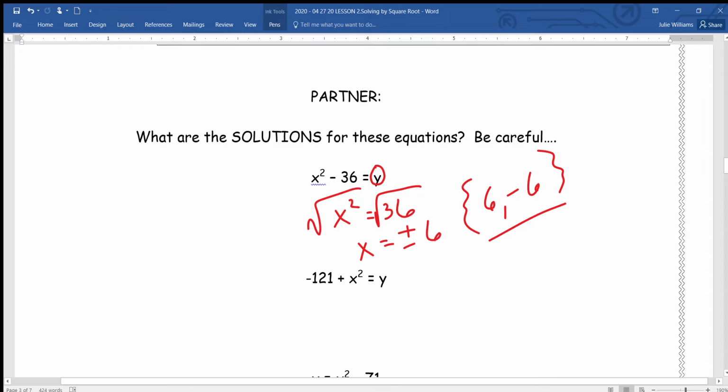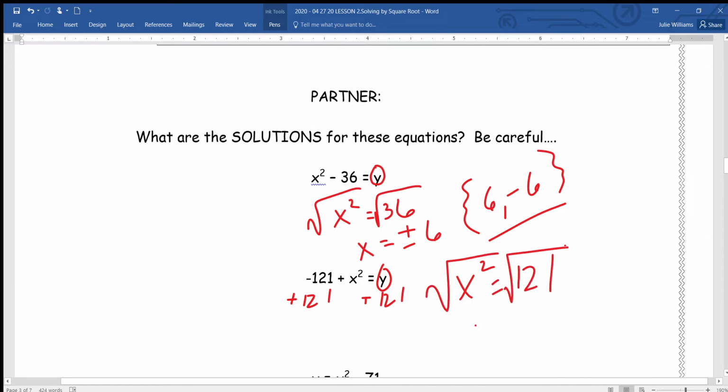Okay? Same thing here. Substitute the 0 in for the y. You add the 121 to both sides. X squared equals 121. Take the square root of both sides. X is equal to plus or minus 11.